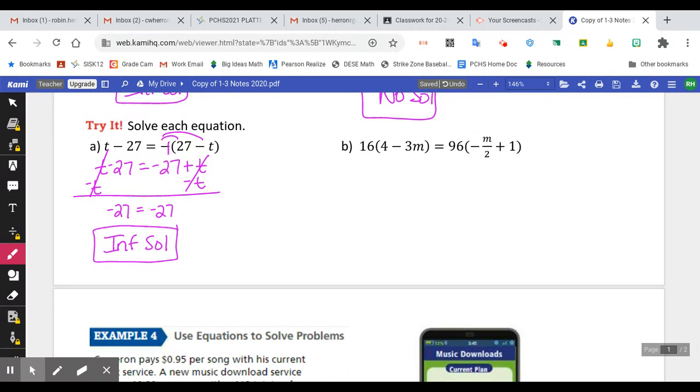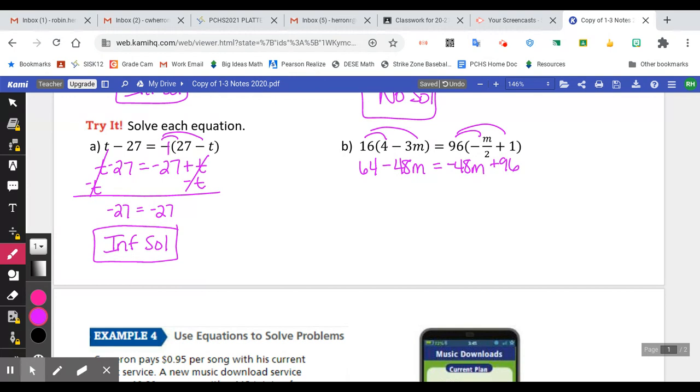Any number works. Okay, if I'm doing the next one, I'm going to distribute 16, and I get 64. 64 minus 48m equals, and then this side I'm going to distribute my 96 and get -48m plus 96. Again, what's going to happen? 48m is going to be added, and both of them are going to cancel out at the same time. So you've got 64 equals 96, which is not true. So then we have no solution.